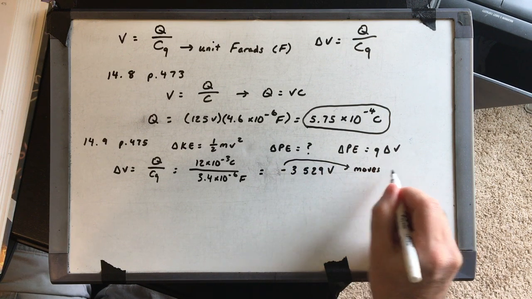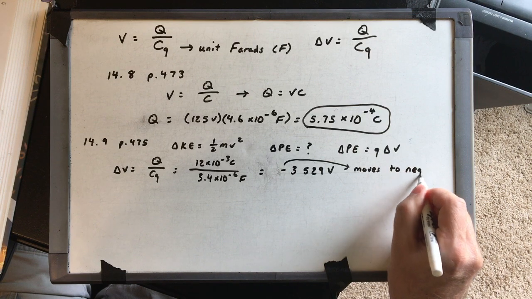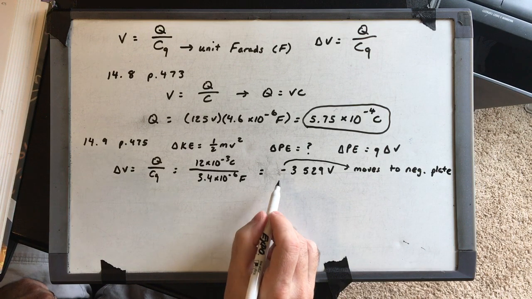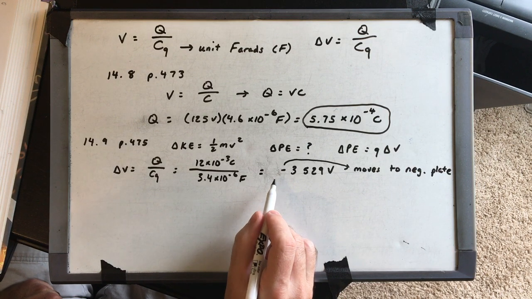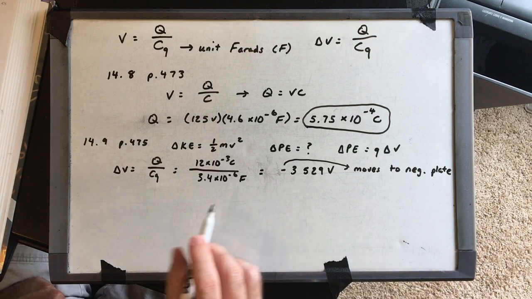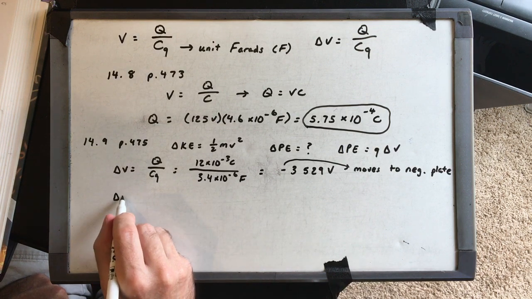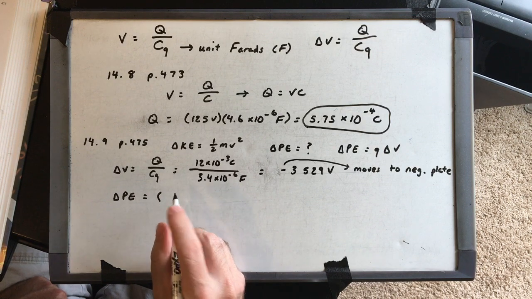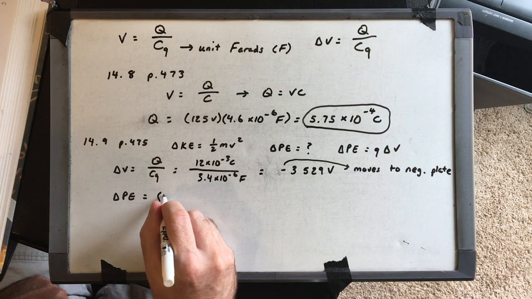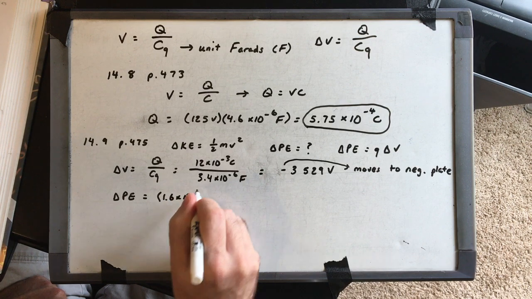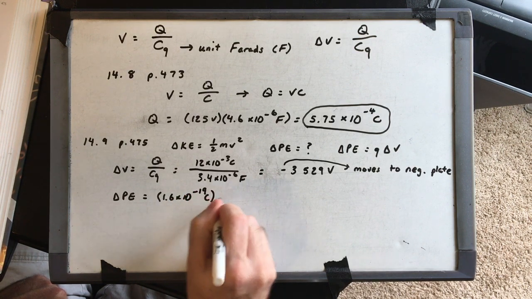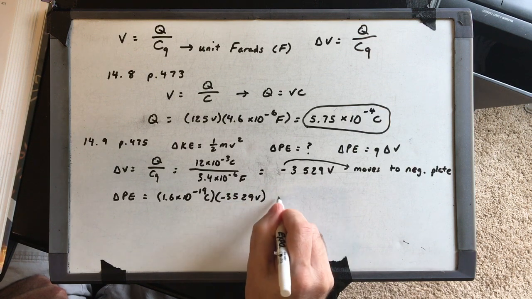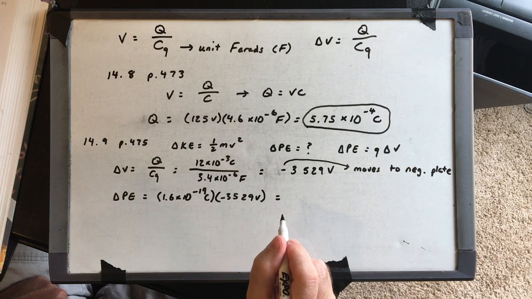Moves to negative plate. So that change in voltage is negative. Now that we have the change in voltage, we can get the change in potential energy, because the change in potential energy is equal to the little q, that's the moving charge, or the charge of the proton, 1.6 times 10 to the minus 19 coulombs, times this negative 3,529 volts that we just calculated.